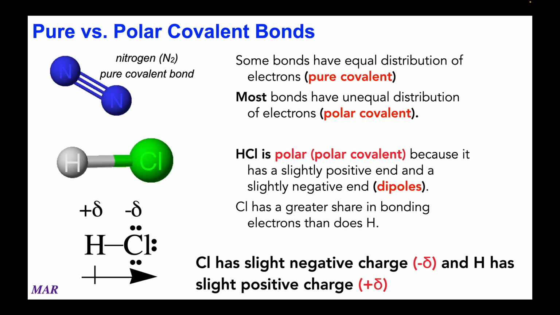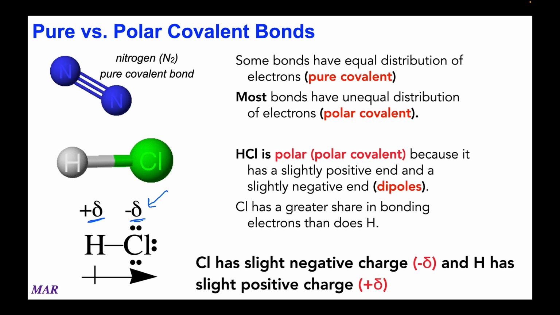So notice this weird nomenclature. This is a delta. It's a lowercase Greek letter, and you can see there's a delta negative by the Cl and a delta plus by the hydrogen. So this delta symbol says that the chloride is pulling more electrons its way. It's more like a negative end, and the H doesn't pull as well, so it has fewer electrons around it. It's going to be the more positive side of the dipole. So HCl is a polar molecule. It has two dipoles. It has a negative dipole by the chloride, and it has a positive dipole by the hydrogen. And most bonds are this way.